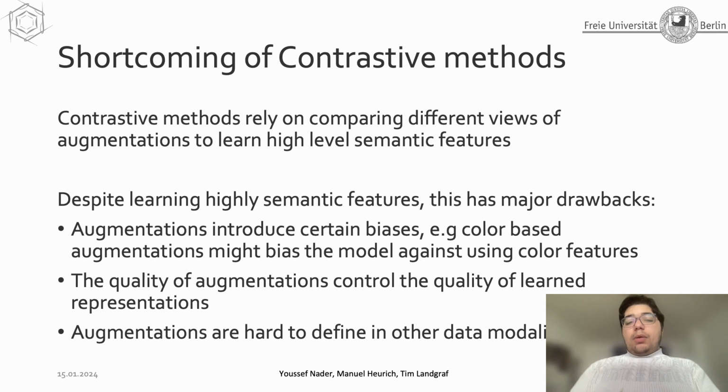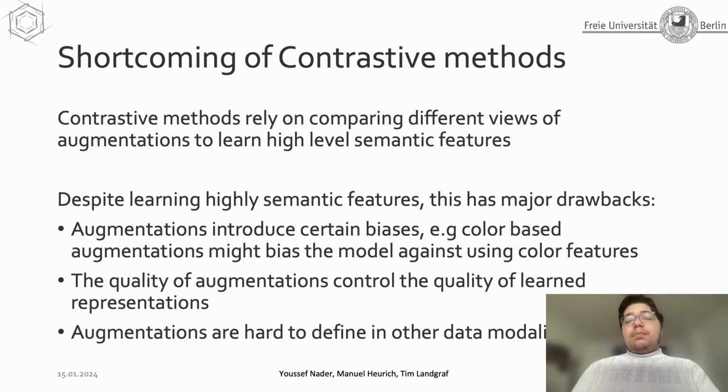The biggest problem is that we have the augmentations that really control the quality of what we're learning and how we're learning. So first, the augmentations might introduce certain biases. For example, if you do too much color-based augmentations, the model might be biased to ignore color because it's not really an important feature, right? Like when you compare two images, regardless of their color, they're supposed to always be the same, so maybe the color is not really an important feature.